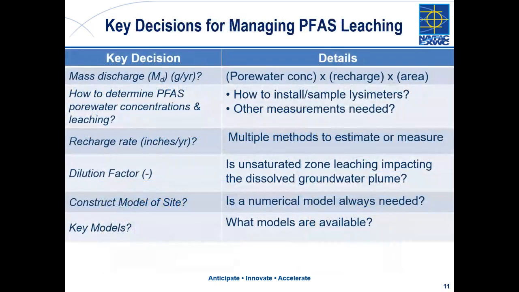And Chuck, why don't you talk about some of the key decisions that often have to be made as we try to manage some of this PFAS leaching? Sure. So one of the key things is, how do you get this mass discharge? This is going to be one of our key metrics that we're going to talk about. Grams per year that's leaving the vadose and going into groundwater. It's pore water concentration times recharge times area. So we're going to tell you how to get those numbers.